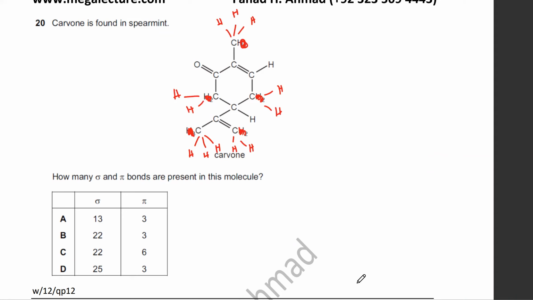So the first bond, whether it's a single bond or double bond, that's always a sigma. So we can start counting. That's 1, 2, 3. This is the 4th one. Double bond will have 1 sigma. So that's 5, 6, 7, 8, 9. Then 10, 11, 12, 13, 14, 15, 16, 17, 18, 19, 20, 21, 22, 23, 24, and 25. It's going to be D. And the pi bonds would be, there's going to be 1 pi bond here, 1 pi bond here, and 1 pi bond here. So that's going to be 3 as well. So that's the answer to this question.